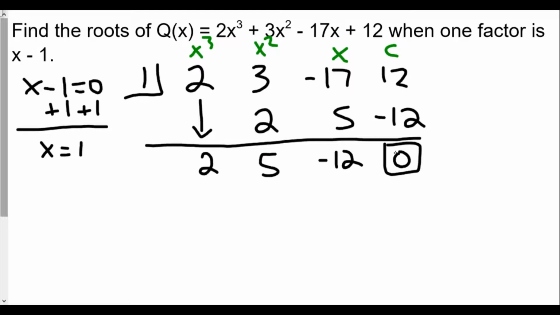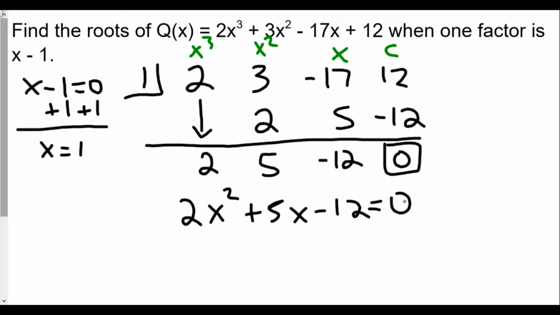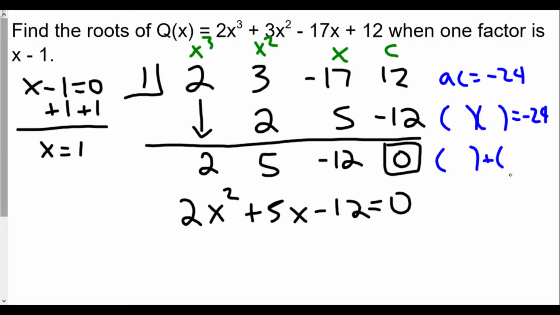Okay, so now we get the quadratic equation 2x squared, remember it's one degree less than the previous one, plus 5x minus 12 equals 0. And so we want to see if we can factor this now. We multiply the 2 and the negative 12, so a times c equals negative 24. Are there two numbers that multiply to negative 24 and those same two numbers add to 5?